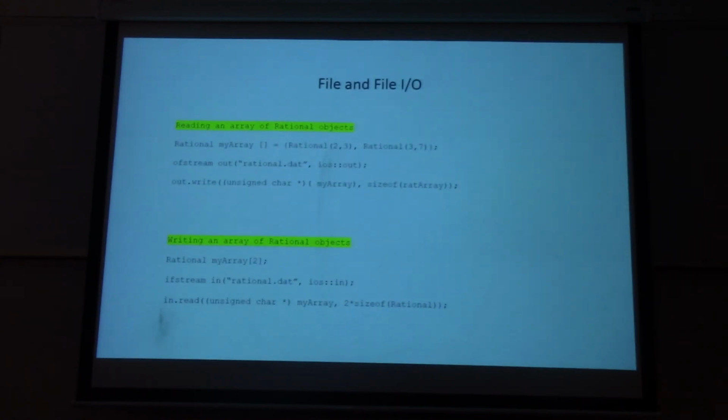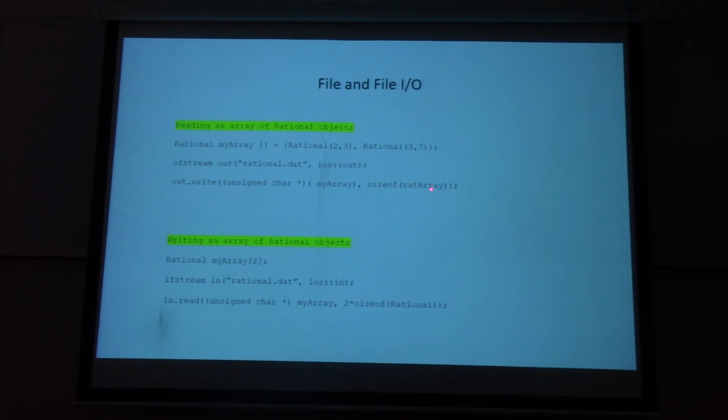So reading an array of rational objects. We've seen the rational class. So for example, here my array is an array of rationals, which I initialize to a couple of rational objects, 2/3 and 3/7. Then I create an ofstream, an output file stream. This is the object. The constructor takes the name of the disk file, and then I'm using the ios superclass enumeration called out. What's the value? I don't know. I don't care. As long as I do that, I'm telling the C++ system that I'm creating an output file, and then I simply go to this output stream and I use a binary write.